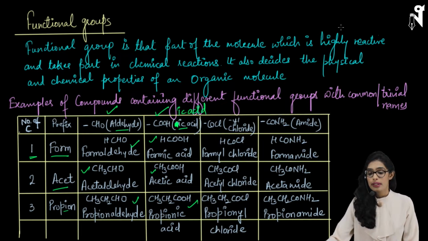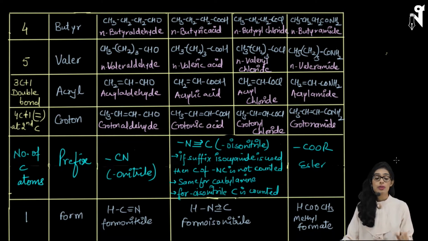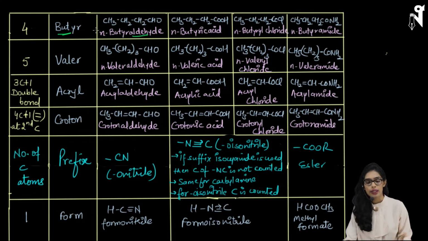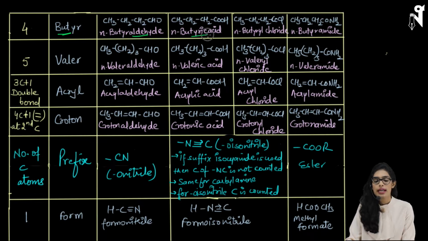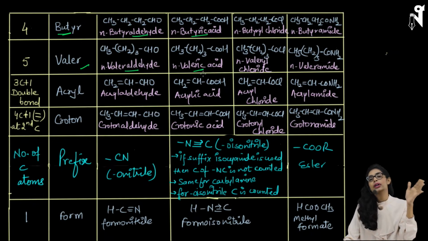Similarly, let's quickly go to the next page of the table, that is butyr. 4 is butyr, so it is butyraldehyde. Okay, I had made a mistake over here. I had written butyryl. So it's not butyryl, it's butyr only. That was my mistake, you can correct it. And this is butyric acid over here. 5 is valer, so it will be valeraldehyde. And again here valeric acid. So till here we have done it correctly. So we have learned a part of the table.